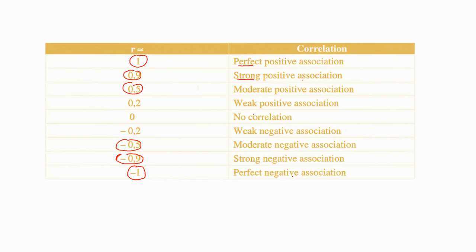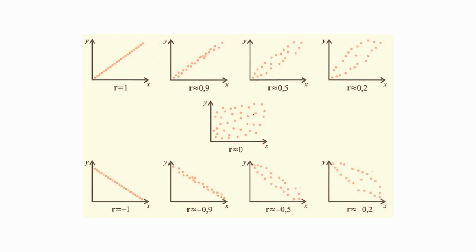And then you can also see this when using these scatter plots. You see that? So 1, this is a perfect positive correlation. This is a perfect negative correlation. You see that? And then this one here is a strong positive correlation. This one is a strong negative correlation. Then moderate negative correlation, moderate positive correlation.